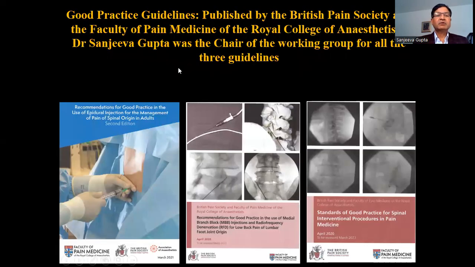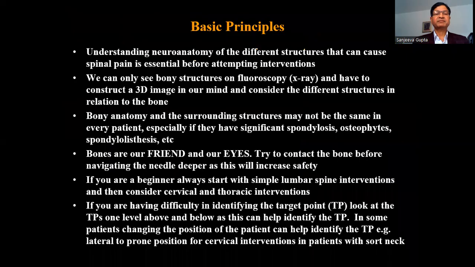These are some good practice guidelines published by the British Pain Society and the Faculty of Pain Medicine of the Royal College of Anaesthetists. I have shared all three guidelines: the recommendations for good practice in the use of epidural injections for the management of pain of spinal origin in adults, the recommendations for good practice in the use of medial branch block and radiofrequency denervation for low back pain of lumbar spine origin, and also the good practice guidelines for spinal interventions. They're all available on the British Pain Society as well as the Faculty of Pain Medicine websites. You may wish to go to them.